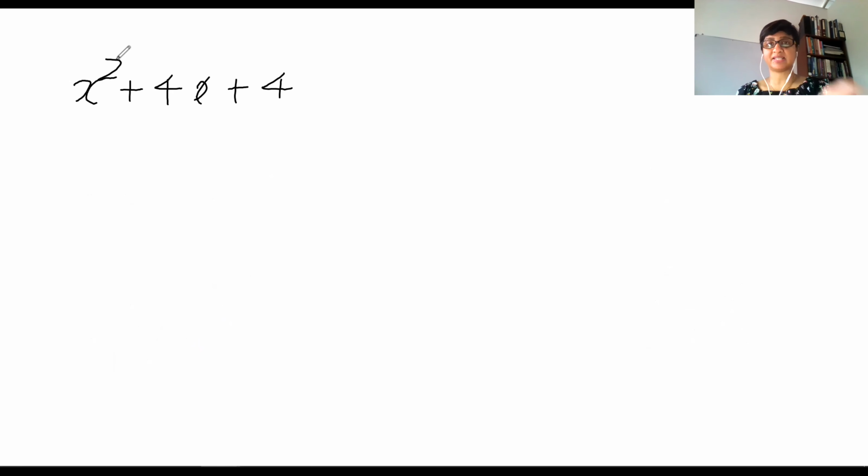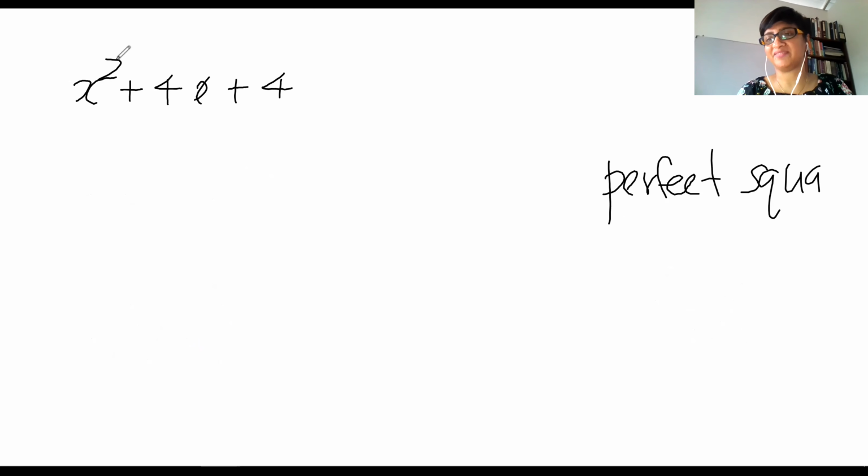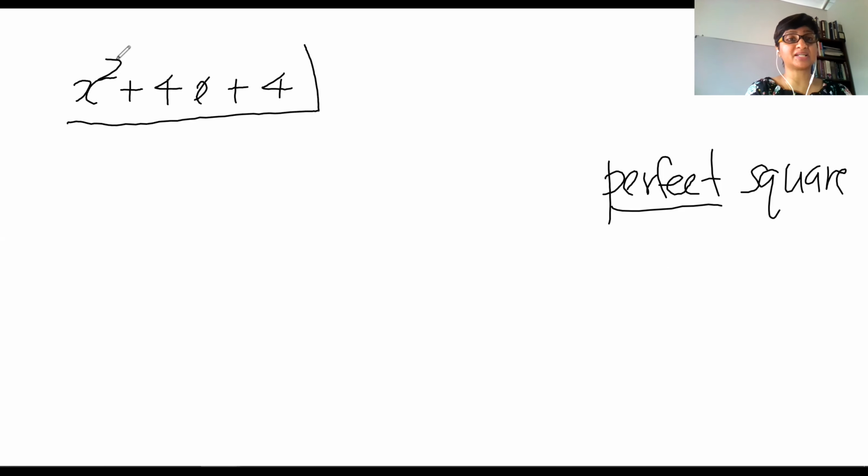Now I said that this expression x squared plus 4x plus 4 is a perfect square. Let me write that word here. Now you will see why it is called a perfect square, why we say it's a perfect square. I'm going to represent this expression as a picture. Let's go to each term. Look at the x square term.